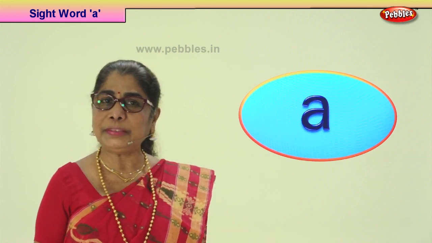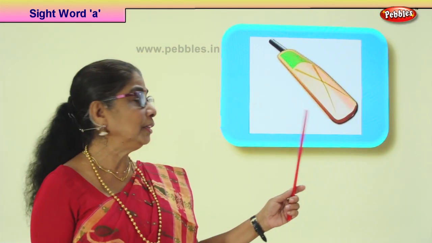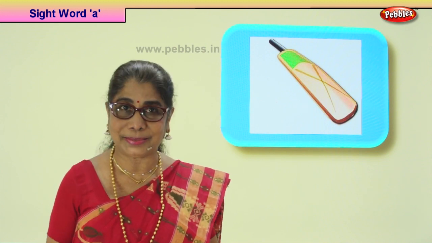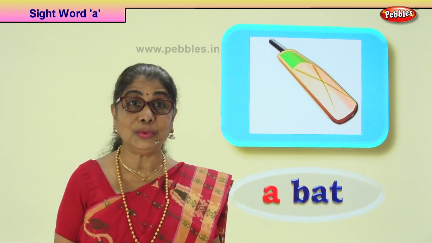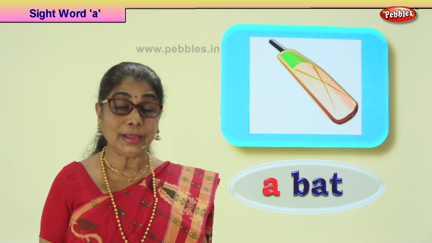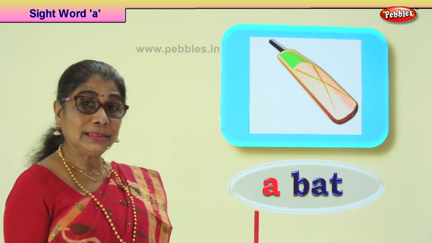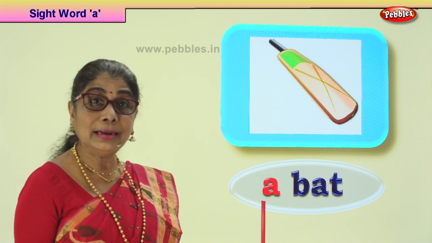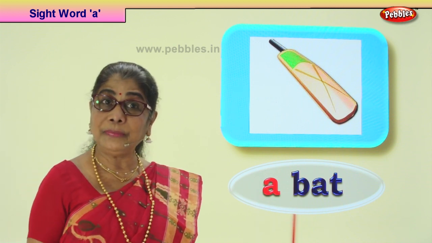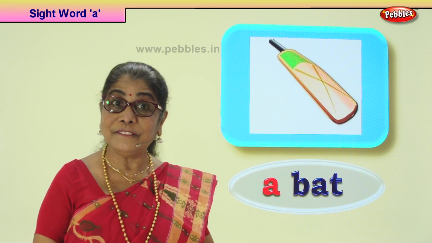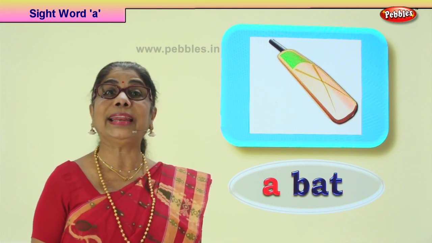Shall we look at our first picture? And here is our first picture, and that's the bat. You play with the bat, you love to have a bat of your own. Now look at that. Bat. Good. Look at the sight word in front. A bat. Read it again for me. A bat. Very good. Let's go on with the next picture.